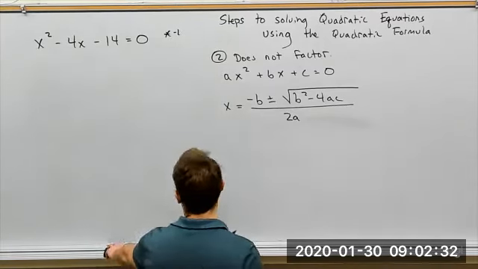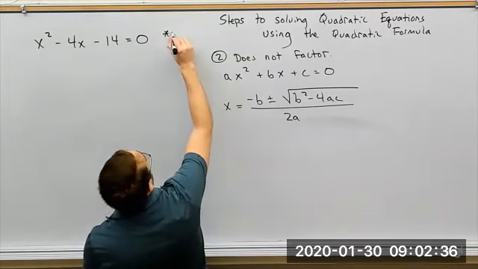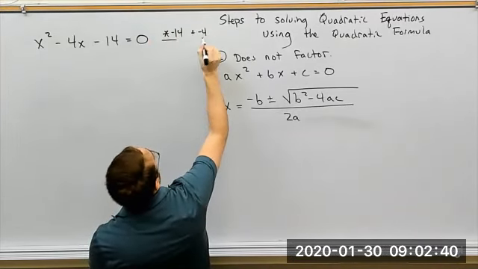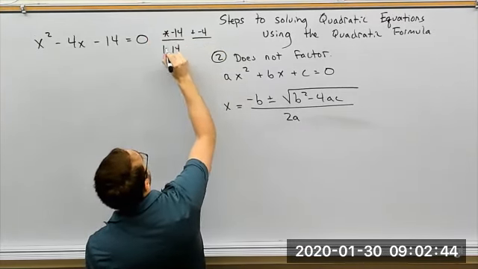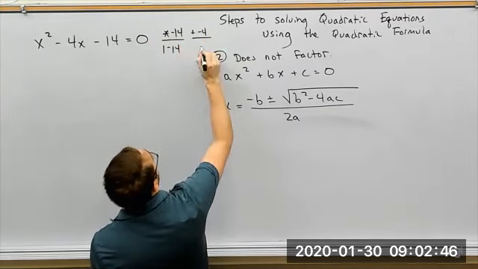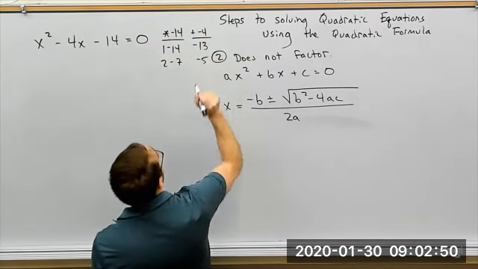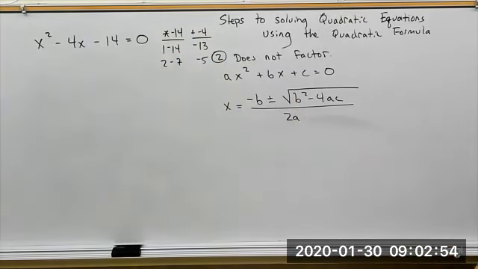So we got to multiply to negative 14, and we got to add to negative 4. Well, let's try all the pairs. We get 1 and 14, and the bigger one has to be negative, so we get negative 13. And then we get 2 and negative 7, which is negative 5. That's it. Those are all the pairs. We cannot find a pair of numbers that multiply to negative 14 and add to negative 4.